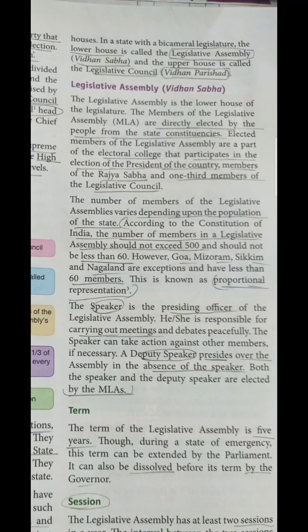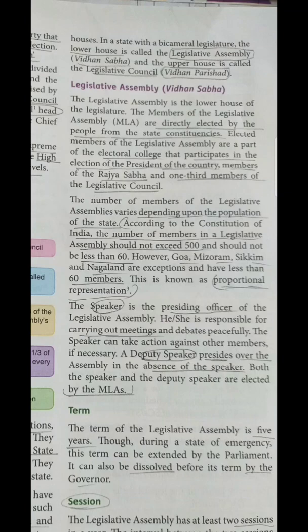The legislative assembly is also known as Vidhan Sabha in Hindi. Okay, Vidhan Sabha in Hindi, the legislative assembly. But the upper house is called the legislative council, that is known as Vidhan Parishad. Okay, is it clear to you?